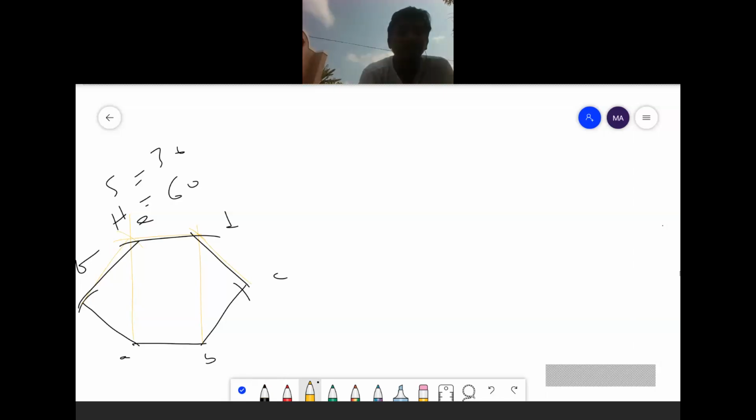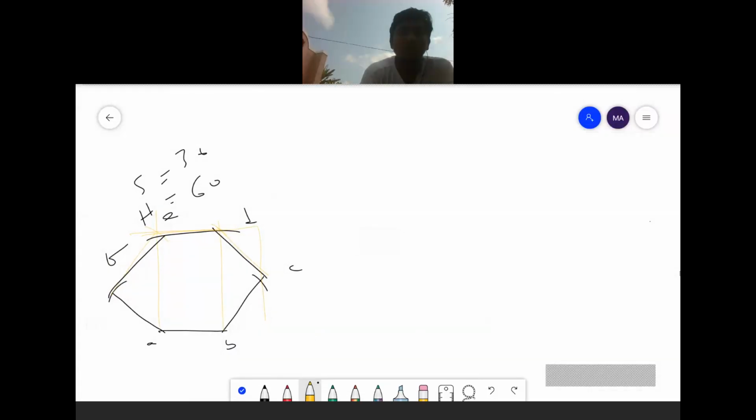Now I am inserting this hexagon in one rectangle, capital ABCD. Understand? I am inserting this hexagon in the rectangle capital ABCD.